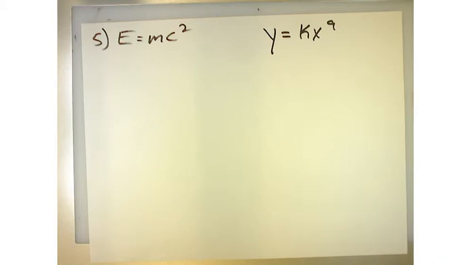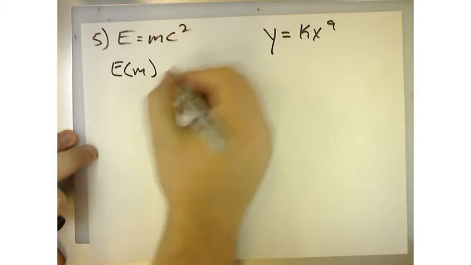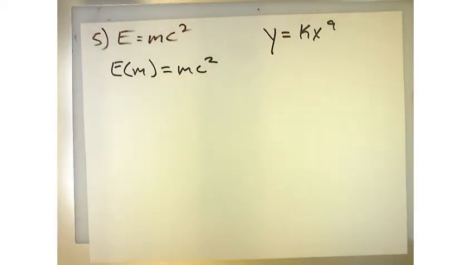Is this a power function? What's the variable? So I didn't write it exactly like it is in the book. It's E of m. So what's the variable? What power is this function? No.